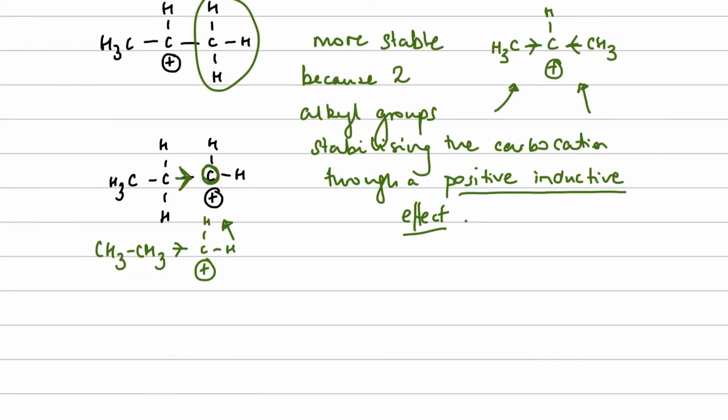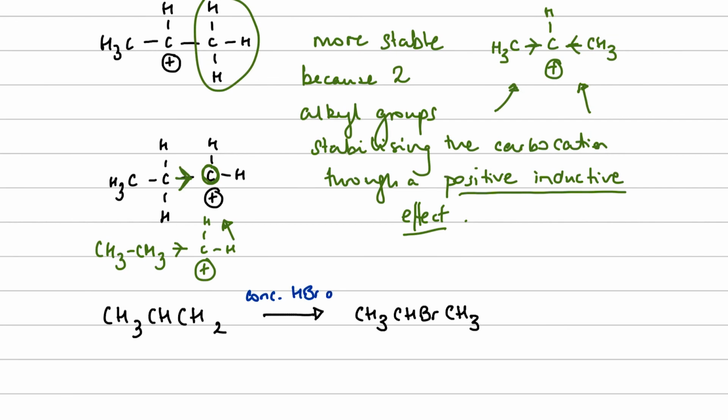Finally, writing an overall equation to represent this reaction. We would have propene, so we've got CH3, CH, CH2, going to form our product, CH3, CHBr, CH3. And then we write the conditions on the arrow. So, concentrated HBr, aqueous in solution and at room temperature.